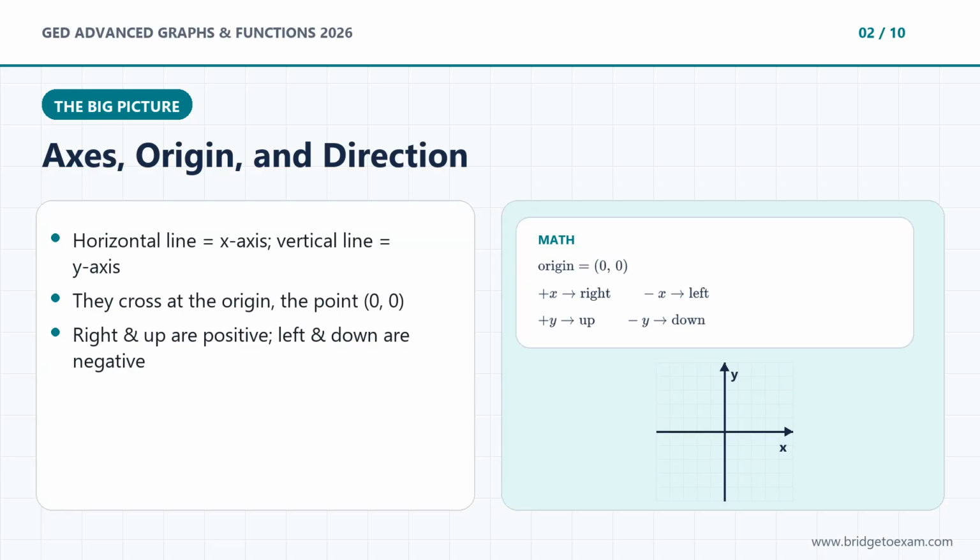The coordinate plane is made of two number lines that cross. The horizontal number line is the x-axis. The vertical number line is the y-axis. The exact spot where they meet is called the origin, and it is the point (0, 0). From the origin, moving right is positive x, and moving left is negative x. Moving up is positive y, and moving down is negative y. That is the entire language of the plane.